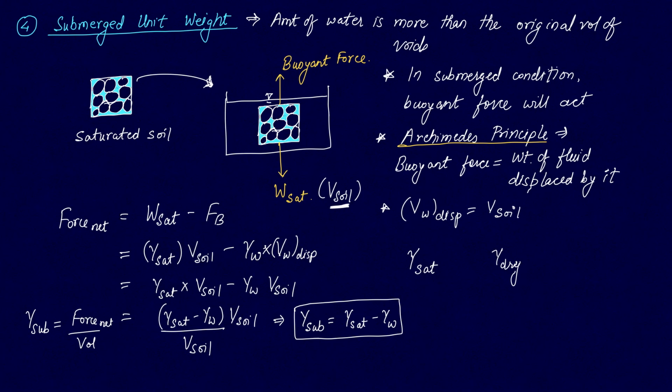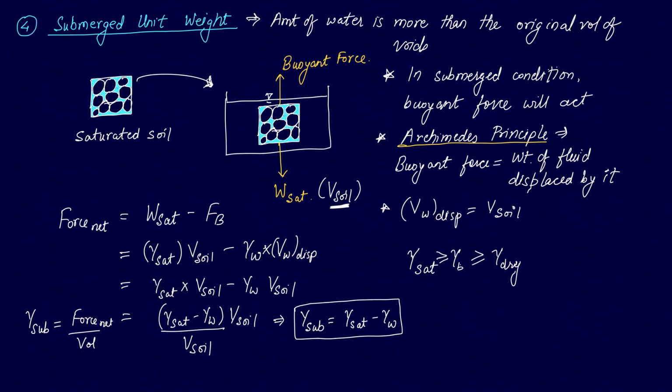So the value of gamma bulk will be in between gamma saturated and gamma dry, and it can even be equal to gamma saturated, or even equal to gamma dry, depending upon the current state of the soil.